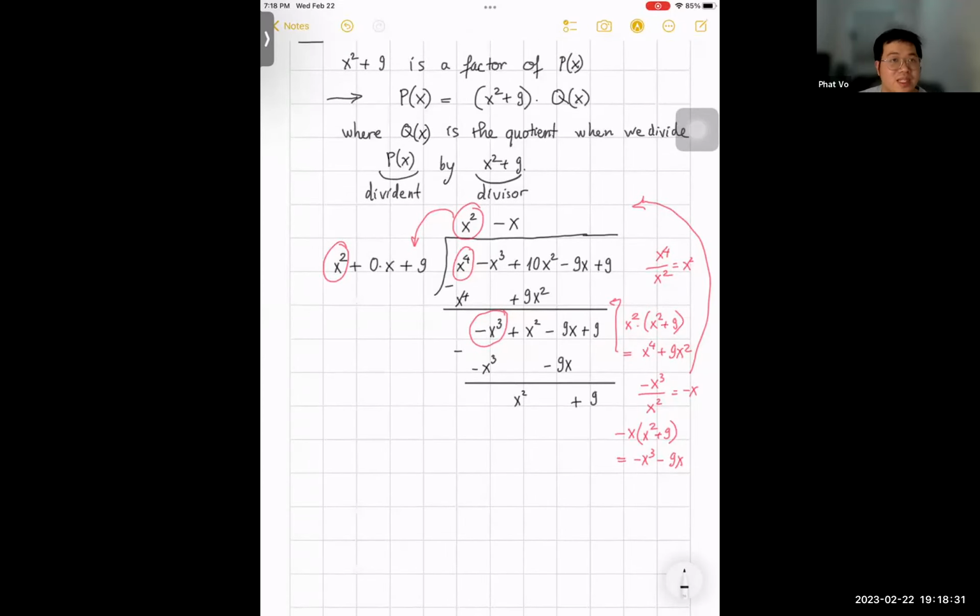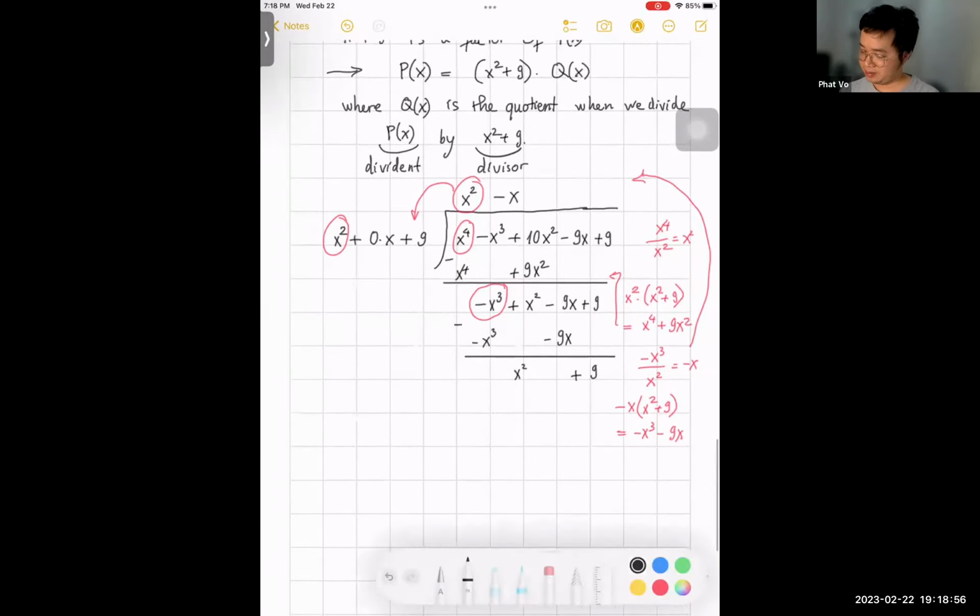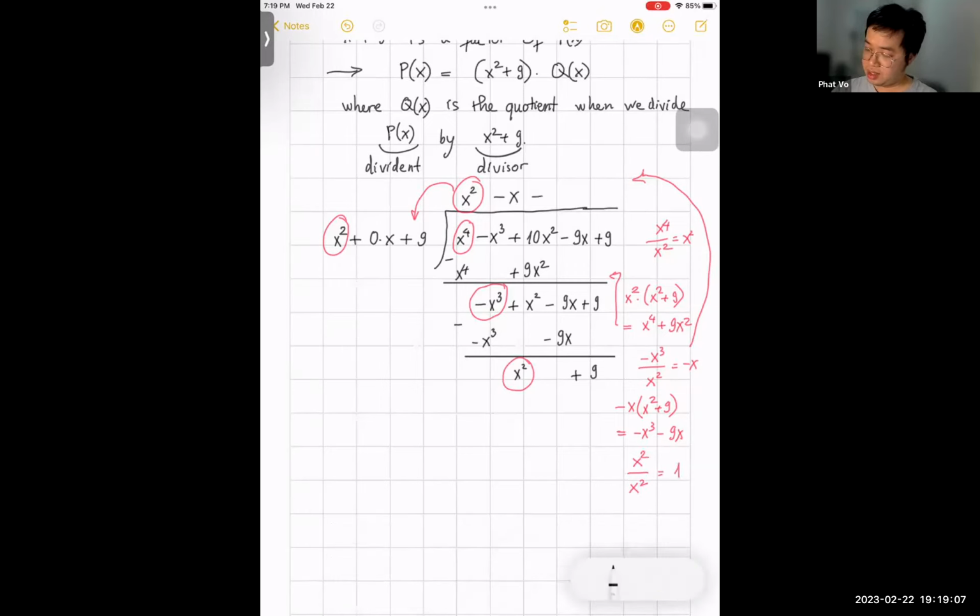Do we stop here or do we continue the division? We continue, because the degree here is 2, but the degree of the divisor is also 2. So we need to continue, not stop here. The leading term now is x squared, and dividing by x squared gives 1. So put 1 on this line.